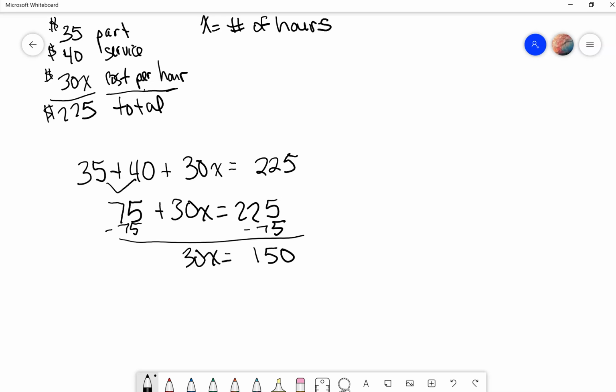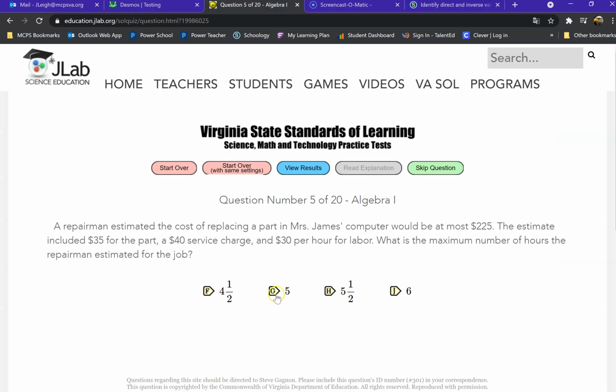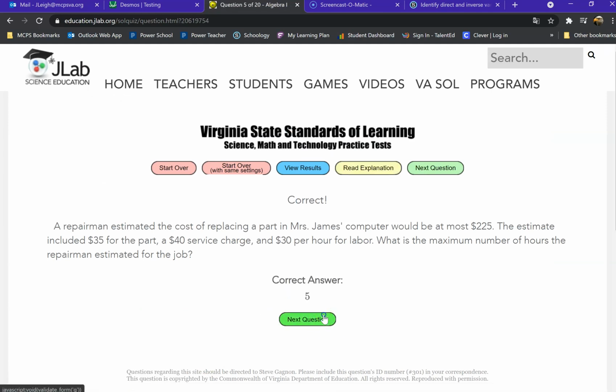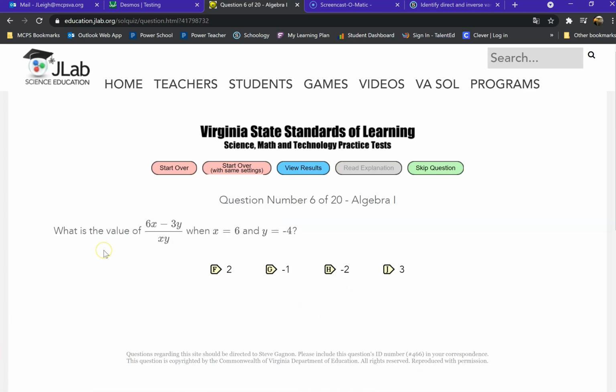I want the x by itself, so I'm going to do the opposite of multiply, and we're going to divide. And x equals 5 hours. So in order to stay under $225, the most that our repairman can work is 5 hours. Let's see if we're right. Woohoo! Love it.